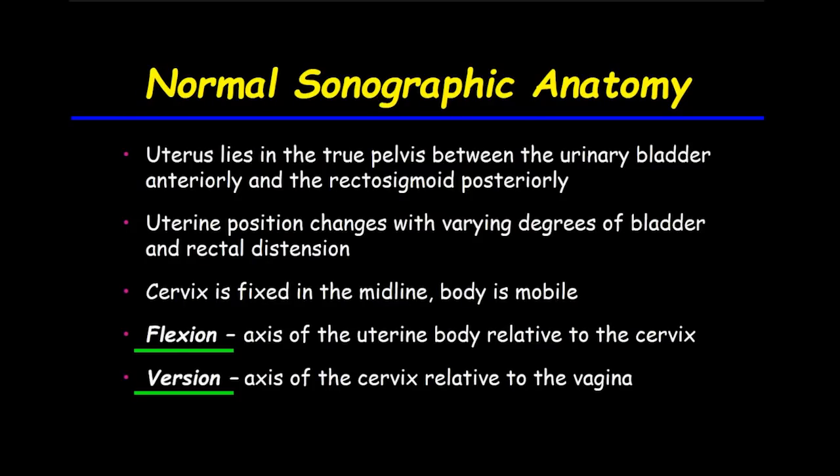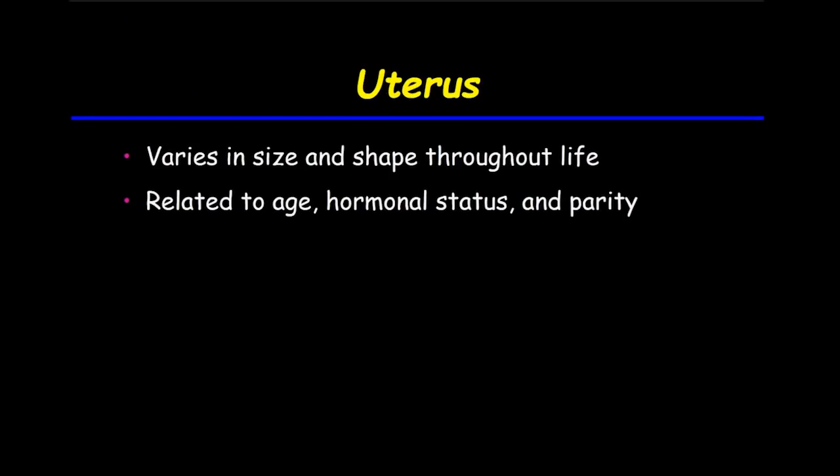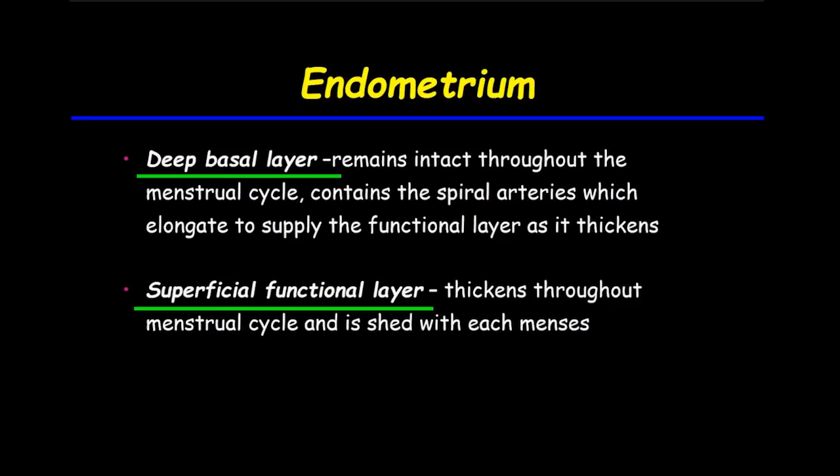We use the term flexion when referring to the axis of the uterine body relative to the cervix. We use the term version when referring to the axis of the cervix relative to the vagina. The uterus varies in size and shape throughout life and is related to age, hormonal status, and parity. The endometrium is composed of the deep basal layer, which remains intact throughout the menstrual cycle. This layer contains the spiral arteries, which elongate to supply the functional layer of the endometrium. The superficial functional layer thickens throughout the menstrual cycle and is shed with each menses.